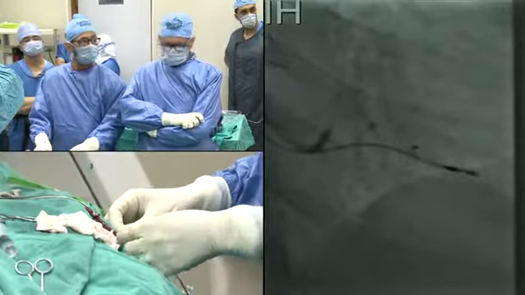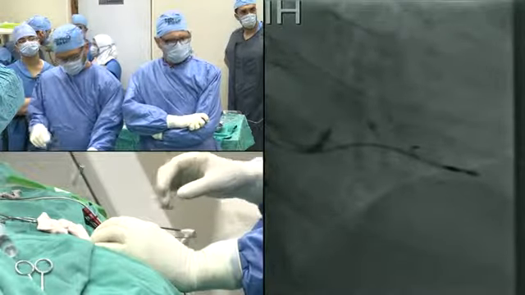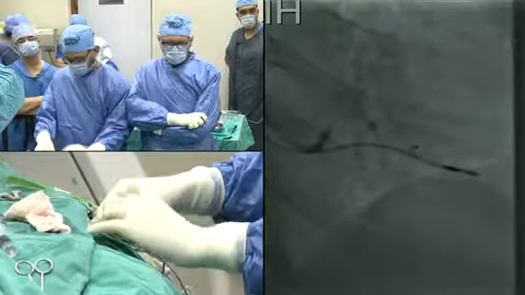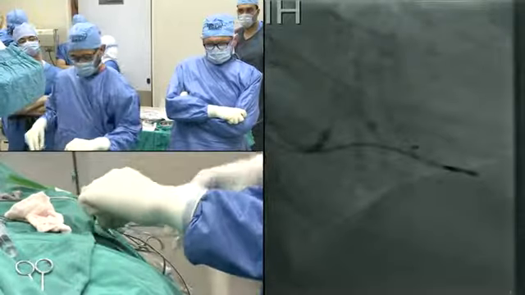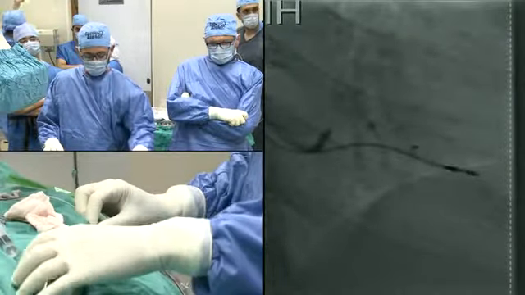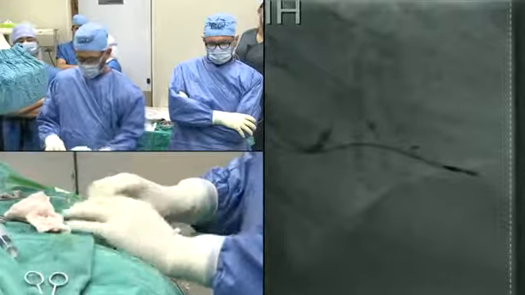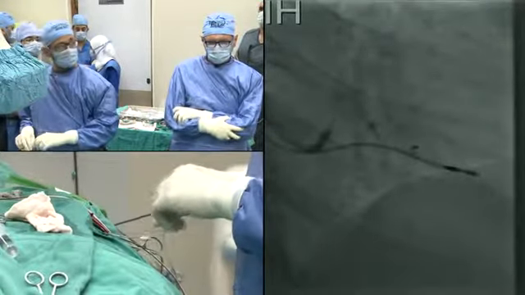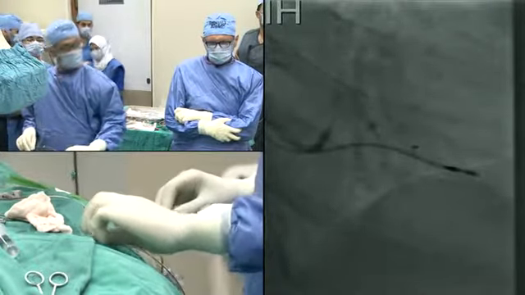Okay, I wish to go to the other vein, if you don't mind. This vein, I think, is not optimal. It can be a potential target, but I will try the other vein, the more lateral vein.